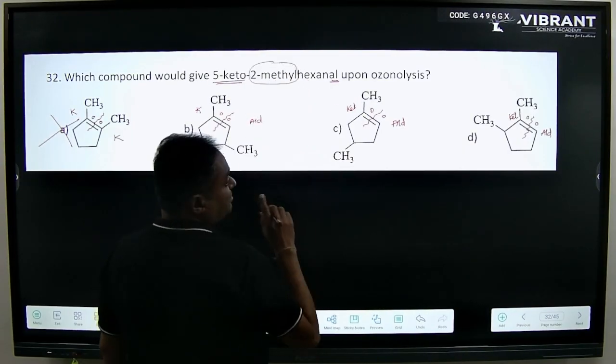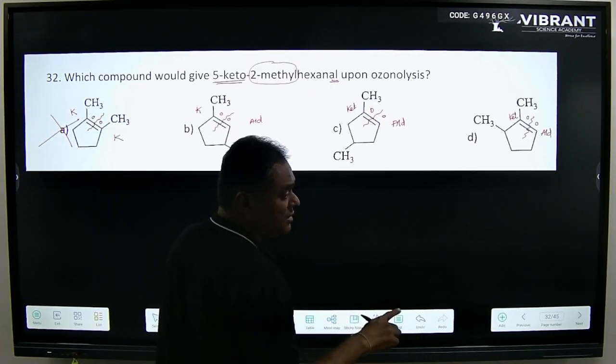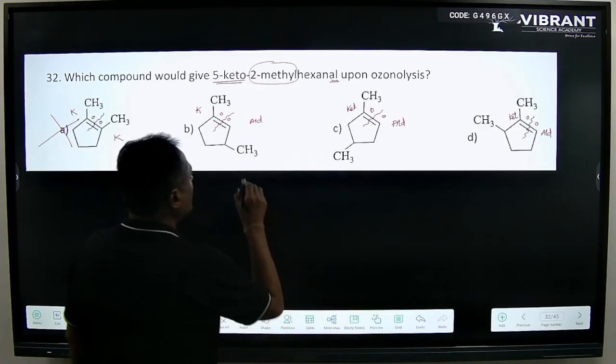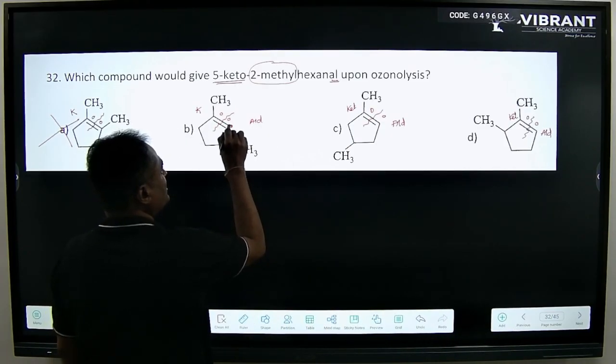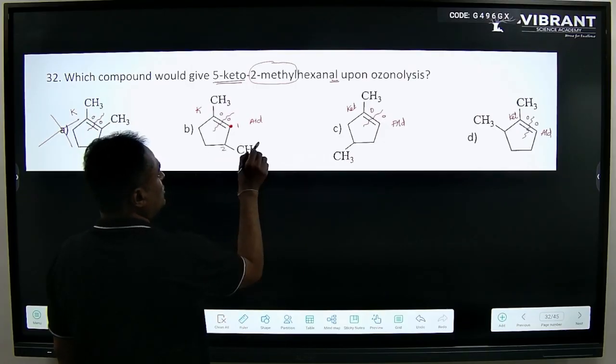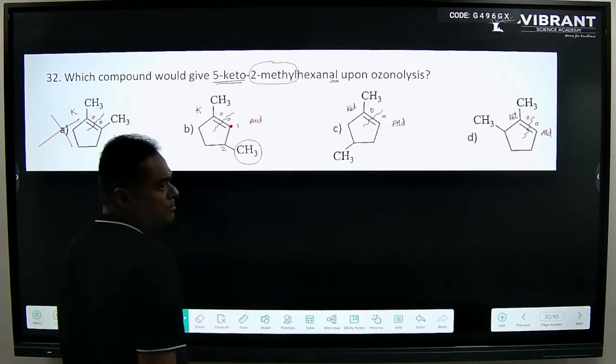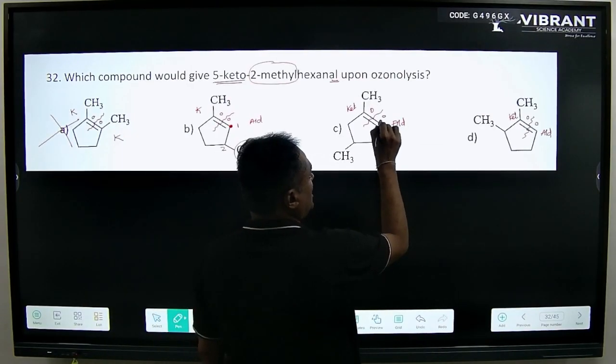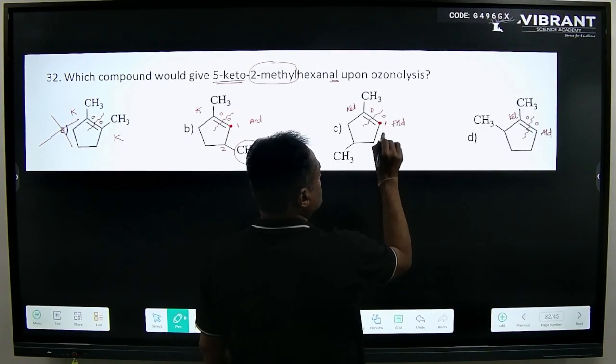Now next important thing, what is the position of the methyl group? It is second, means it should be in the immediate next position to an aldehyde. Now the aldehyde carbon after breaking will be this one, which is the first position, this will be the second. So it is a 2-methyl compound that you will get. Over here if you check, it is the first carbon after breaking takes place. So this will be first carbon, this will be second and this will be third.